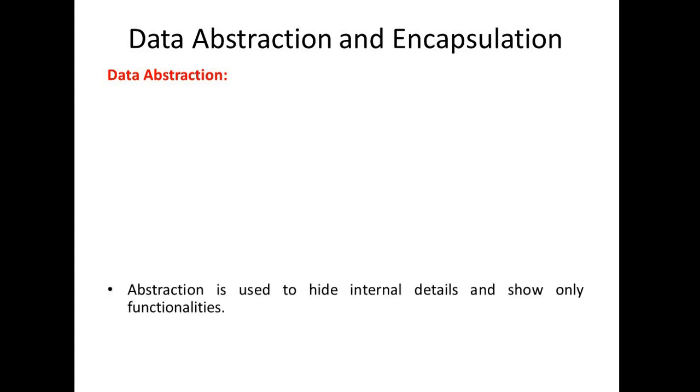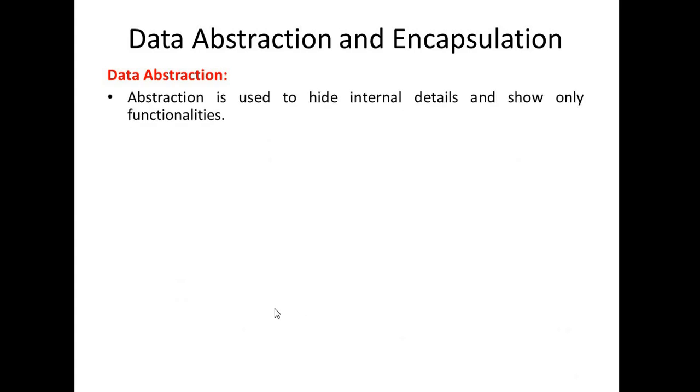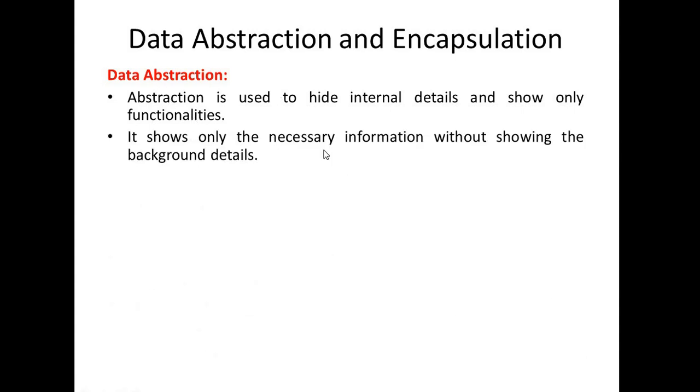Now we'll discuss data abstraction and encapsulation. First, let me explain what is meant by data abstraction. Abstraction is used to hide internal details and show only the necessary functionalities, which we call abstract. It will show you the essential things without showing the background details. It shows only the necessary information without showing the background details.